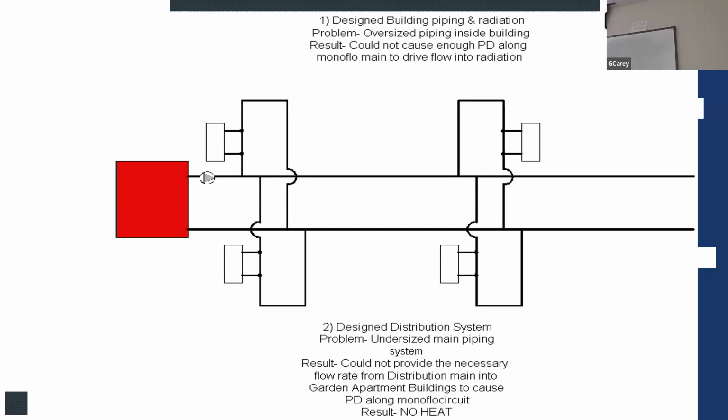And the mistake on both of these created the scenario where when they turned the pumps on and they had flow throughout the 10 buildings, and they would flow individually into the buildings, they couldn't get heat out of the radiation.